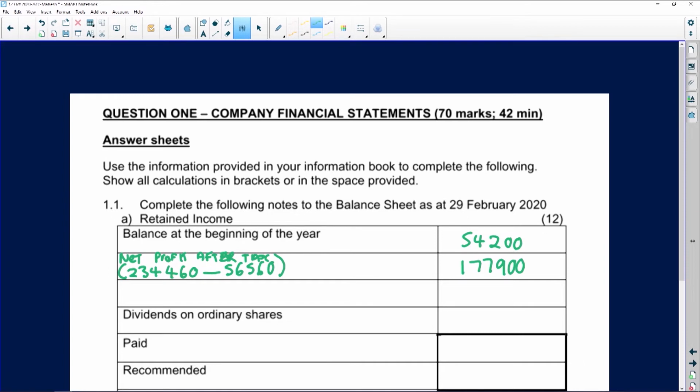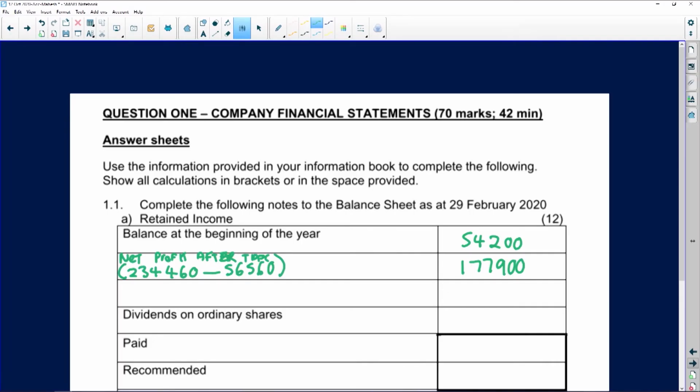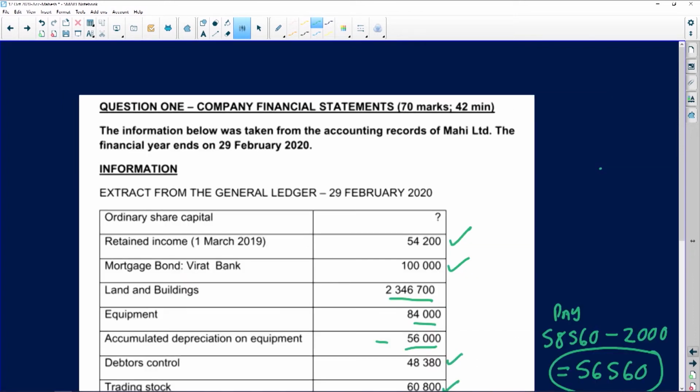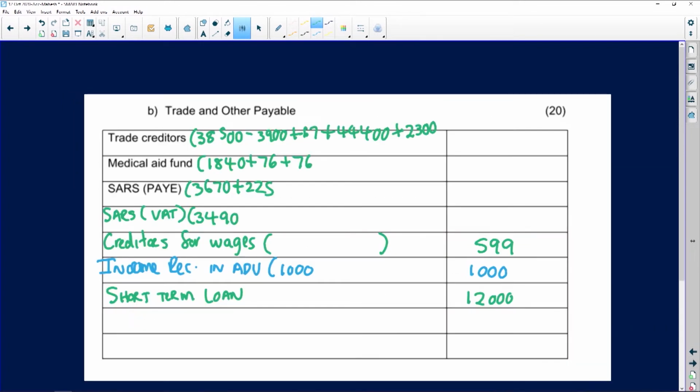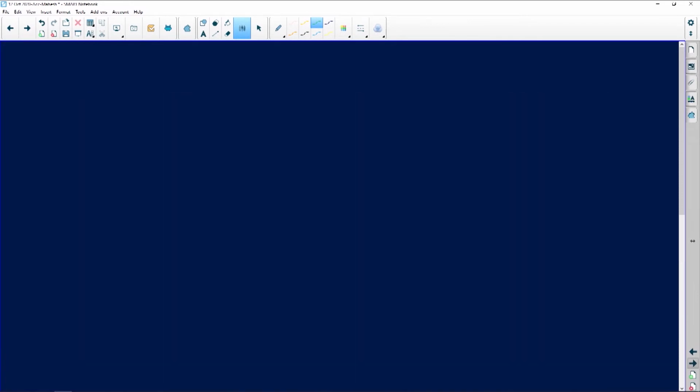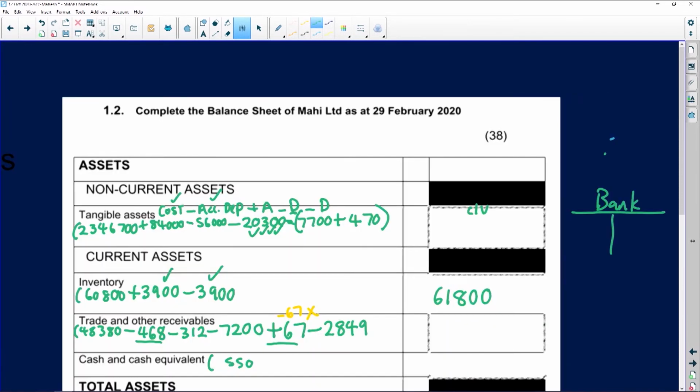Right, where do I now show the 2,000? Remember, we overpaid SARS by an amount of 2,000. So that amount would now be shown under trade and other receivables. Okay, so let's go to the balance sheet. Trade and other receivables. SARS is now owing the business an amount of 2,000.